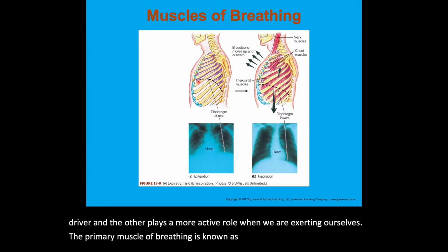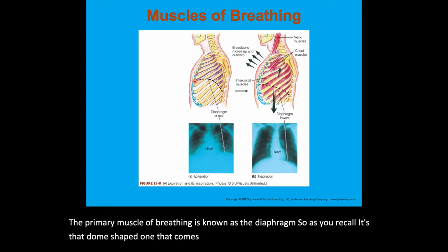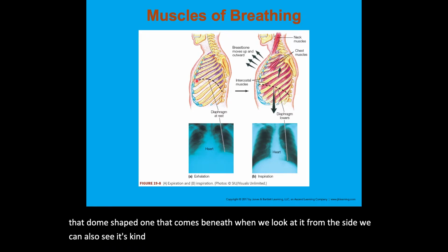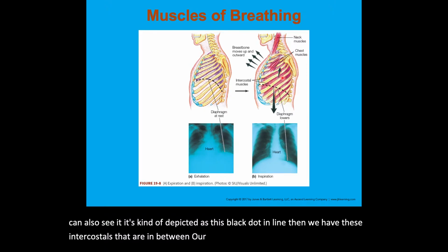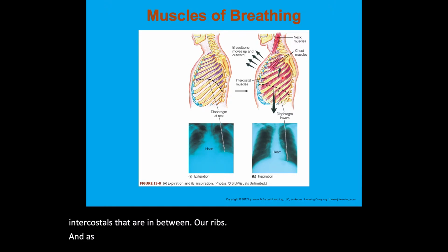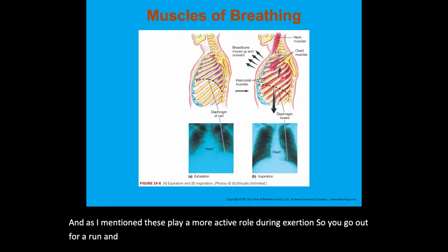So, as you recall, it's that dome shaped one that comes beneath. When we look at it from the side, we can also see it. It's kind of depicted as this black dotted line. Then we have these intercostals that are in between our ribs. And as I mentioned, these play a more active role during exertion. So you go out for a run, and that's when these really become useful.